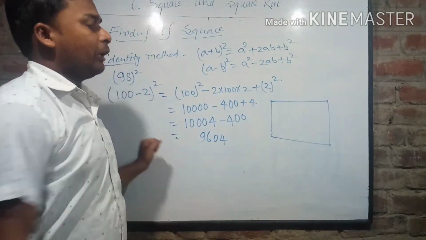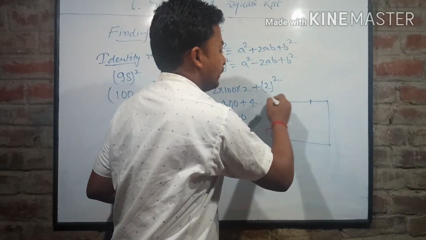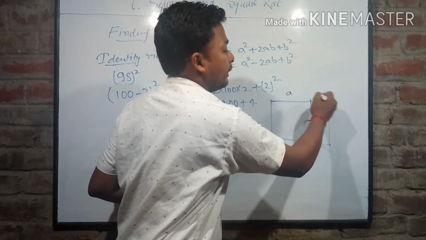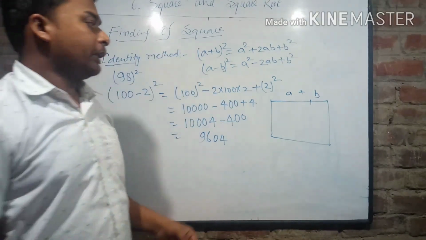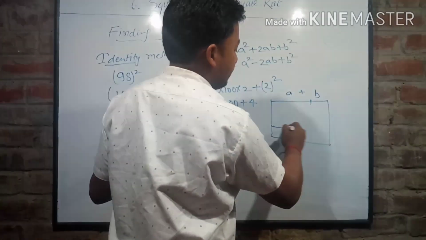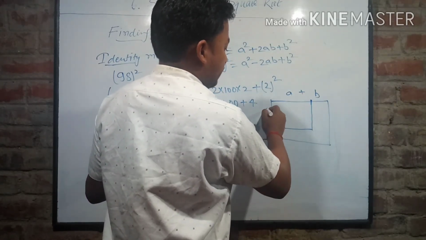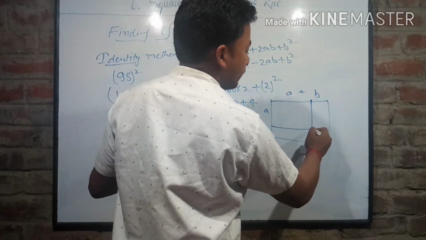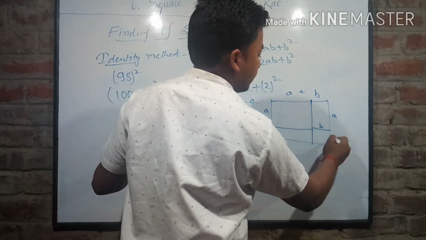Suppose this is a square of length a plus b. From here to here it is a, here to here it is b. So the entire length is a plus b. Now we will divide them in terms of whatever the length and breadth is. It is a, it is b, it is b, it is a.